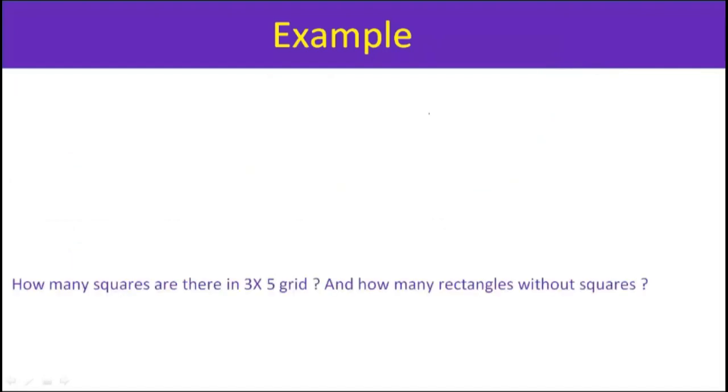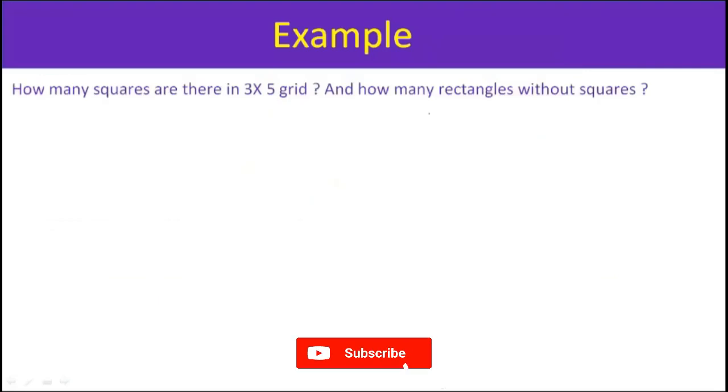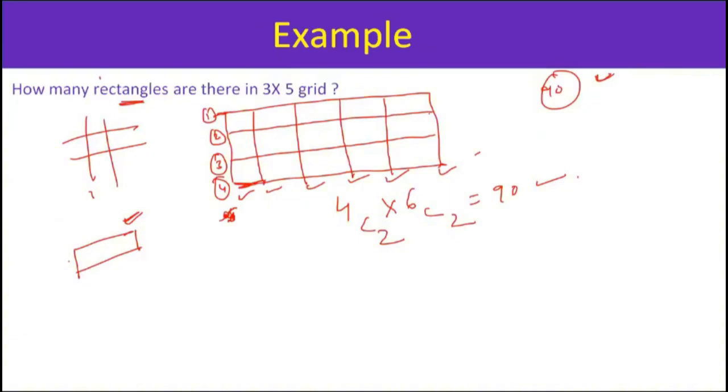Now, let me ask this question. In the same question, how do we calculate the number of squares and then subtract it from 90? I'll choose the same figure and let you try. Find the number of squares here. What could be the length of the squares? It could be of dimension 1 cross 1, 2 cross 2, and 3 cross 3. 4 cross 4 is not possible, because at maximum I have 3 squares on one side. So you have to find the total number of 1 cross 1 squares, then 2 cross 2, then 3 cross 3, and then add them.